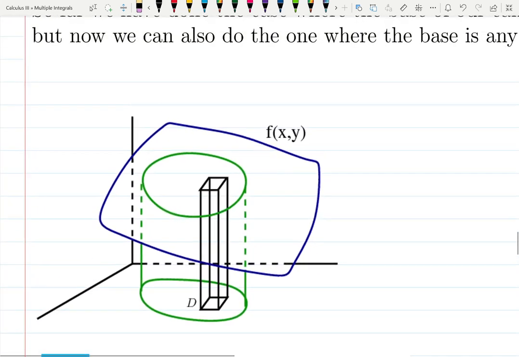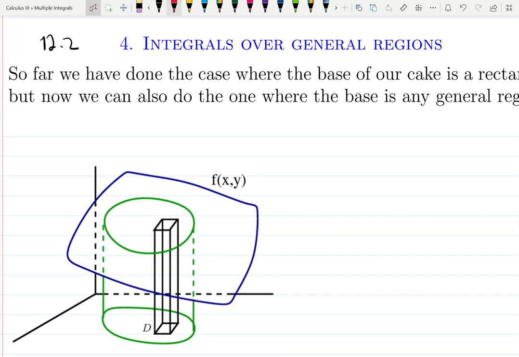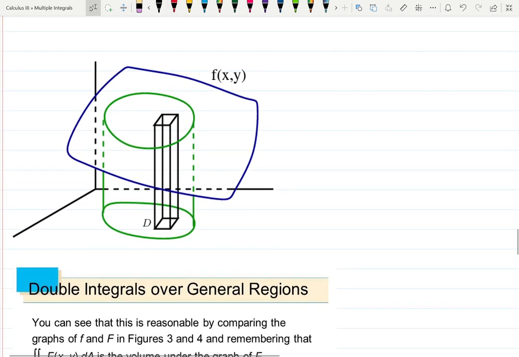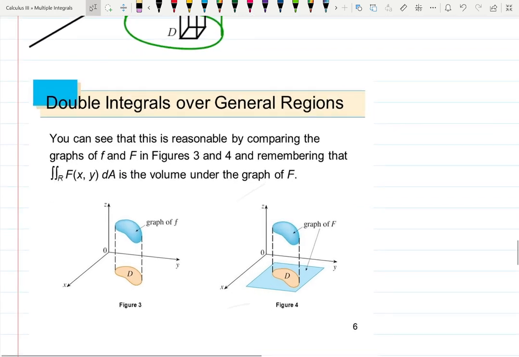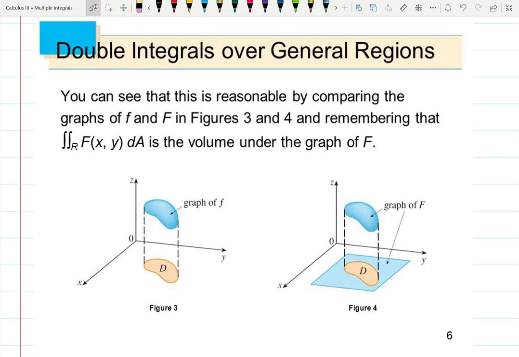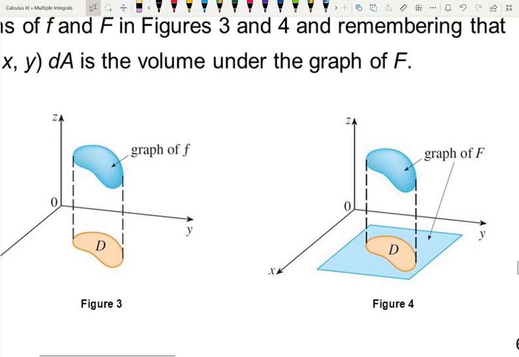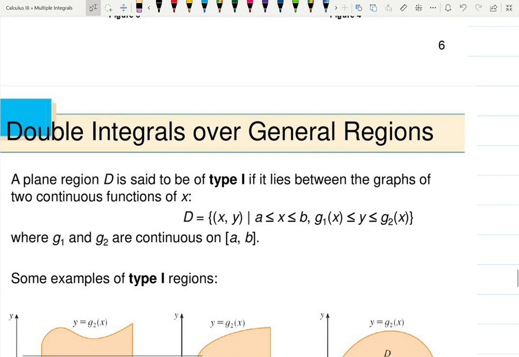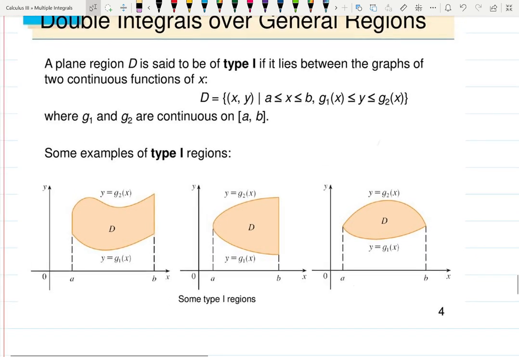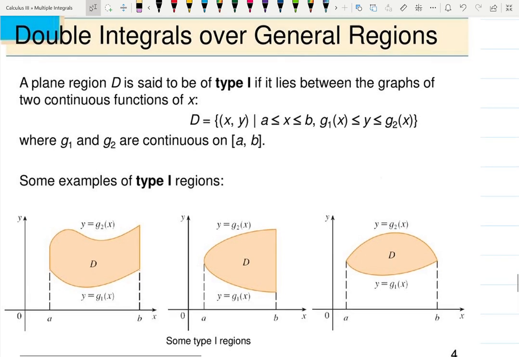So the chapter has a name: integration over the general regions versus over the rectangles. To be honest, we're never going to ask to integrate over rectangles. It's too simple. So we will go to something more complicated. You can see that this is reasonable by comparing the graphs and remembering the double integral is the volume under the graph. The volume is this whole cake, but the base of the cake does not necessarily have to be the shape of a square. So here is how it looks. Remember these graphs, top minus bottom, right minus left? Yay, we're going back to that time.